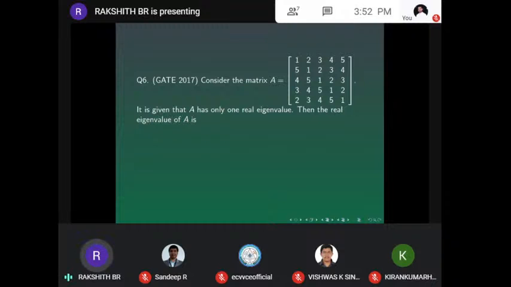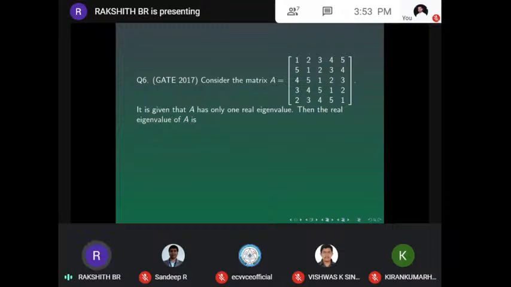Just have a look at the matrix. The first row is 1, 2, 3, 4, 5. The second row is 5, 1, 2, 3, 4. The third row is 4, 5, 1, 2, 3, and so on. If you look at this matrix, what is the sum of each row? The sum of the first row is 1 plus 2 plus 3 plus 4 plus 5, which is 15. The sum of the second row is again 15. The third row, again 15. The fourth row, 15. Fifth row, 15.